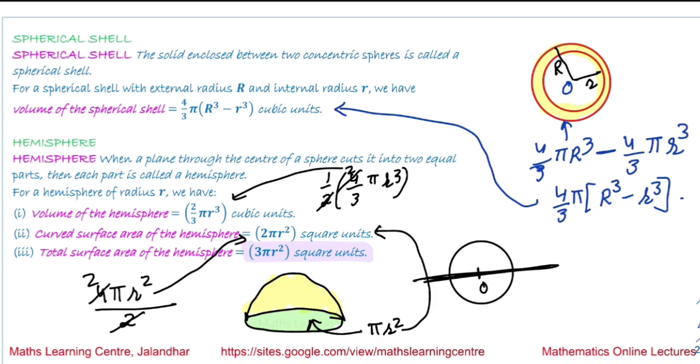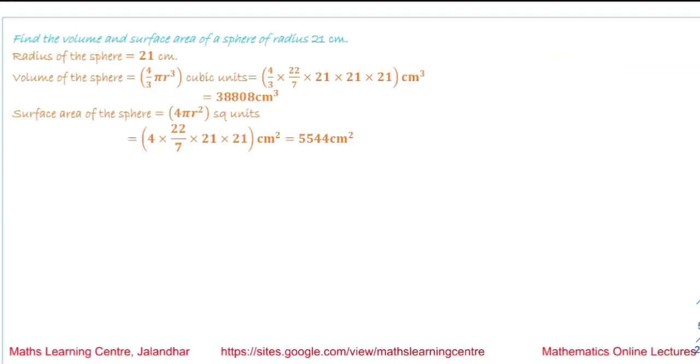Now the first question we have is: find the volume and the surface area of a sphere of radius 21 centimeter. The radius of the sphere is given as 21. We have to find the volume first. The formula for volume is 4 by 3 pi r cube. So it is 4 by 3, pi is 22 by 7, radius is 21, so it is 21 into 21 into 21. When you solve this whole value, you will get the answer 38808. The unit for volume is centimeter cube.